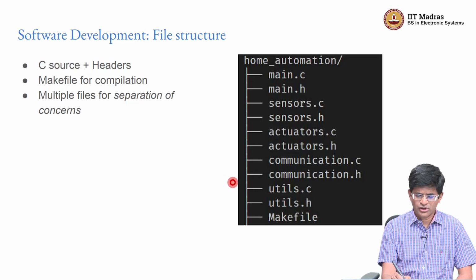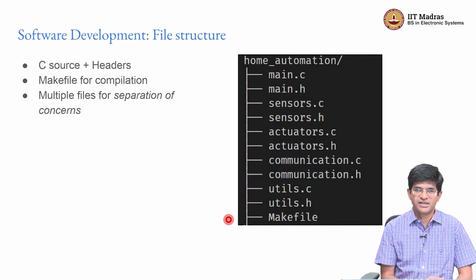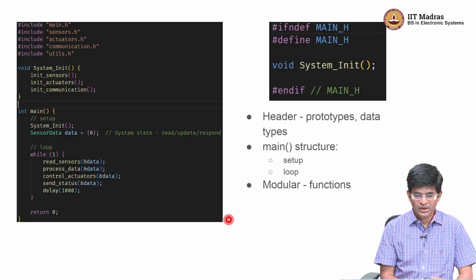Now, in addition to that, almost any system will have some utility functions, things that don't necessarily fall into any one of these categories, but are nice functions which make your code easier to read, understand, modify and so on. And finally, you have this makefile that helps you to compile everything and combine it together. So this is the typical file structure in a relatively large software development project.